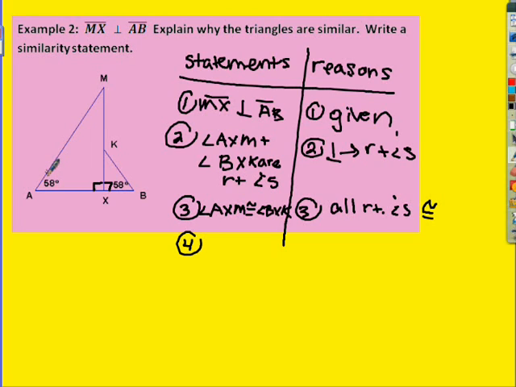Did you see how they gave us that angle A was 58 and angle B was 58? So in my proof I could say angle A is congruent to angle B because equal measures tells me that it's congruent.